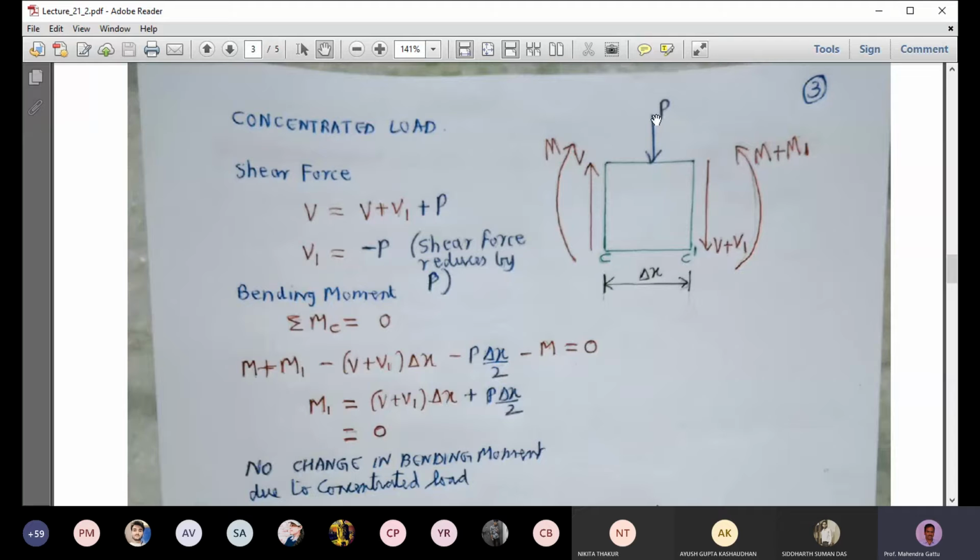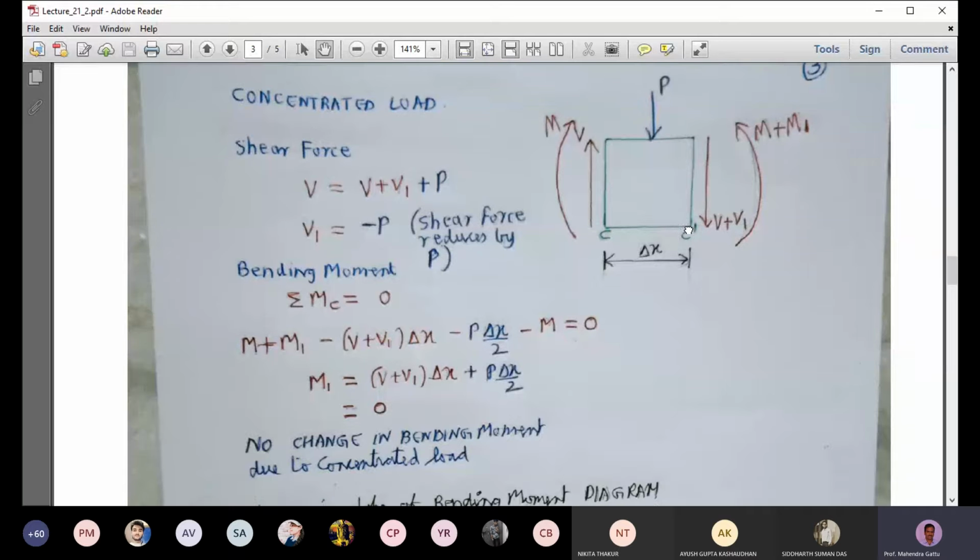So the concentrated load P is acting downward. On the left edge we have shear force V and bending moment M, and on the right edge, instead of del V, we are replacing the change in shear force as V1, and similarly for the bending moment, we are replacing del M with M1. So M1 and V1 represent the change in the bending moment and the shear force. We are considering a small segment of length delta x.